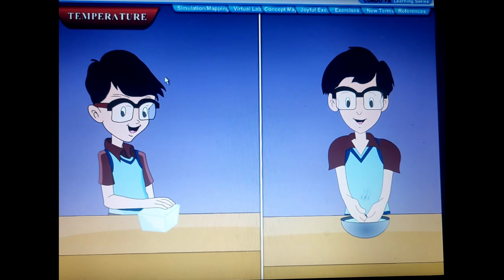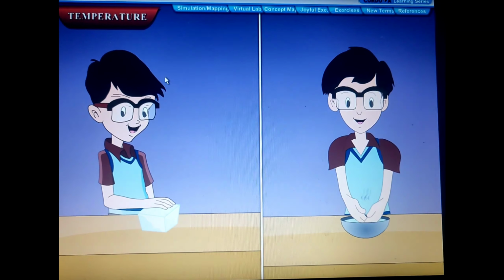Laboratory thermometer. The laboratory thermometer is used for measuring temperature of substances in science experiments performed in the school laboratory. A common laboratory thermometer can measure temperature from -10 degrees Celsius to 110 degrees Celsius.